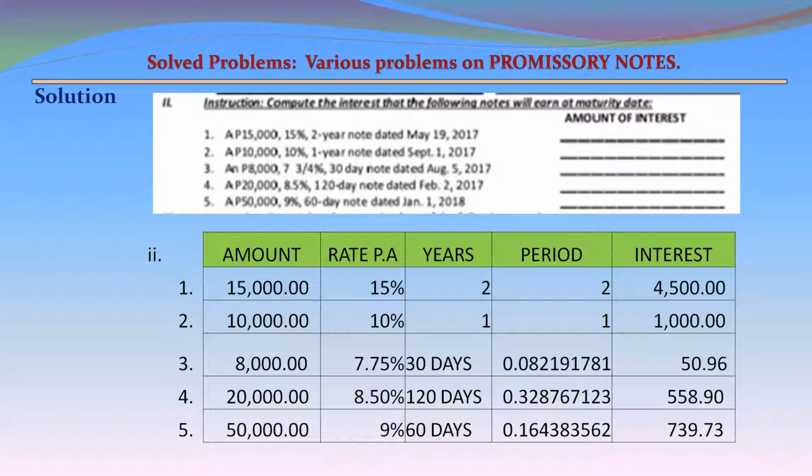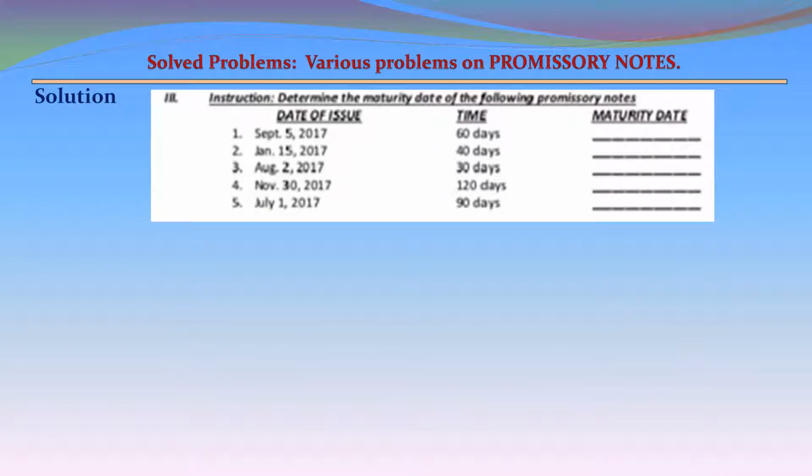4. P20,000 at 8.5%, 120 days. The period in years is 0.33 and the amount of interest is 558.90. 5. P50,000, rate is 9% for 60 days. The period is 0.16 in years and the interest amount is 739.73. Determine the maturity date of the following promissory notes.